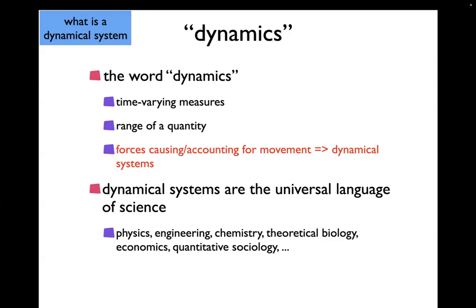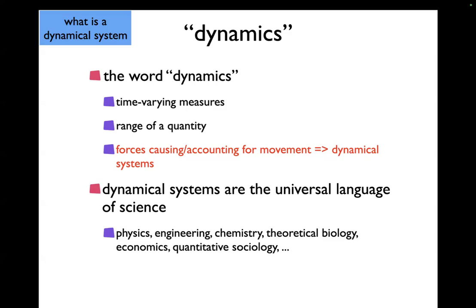But the more exact term, both in terms of the history of the word and the mathematical background, is that it's an account for time varying things that is introducing some notion of causality, something that causes the time variation, accounts for the movement. That's what a dynamical system is. And that's a very general idea.